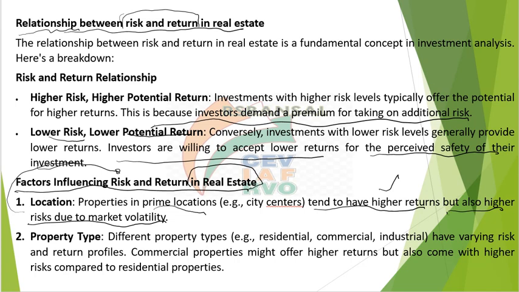Then property type. Different properties, for example residential, commercial, industrial, have varying risk and return profiles. As you know, commercial property might offer higher returns, but it also comes with higher risk compared to residential properties.